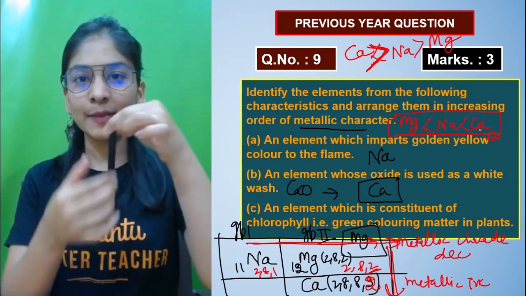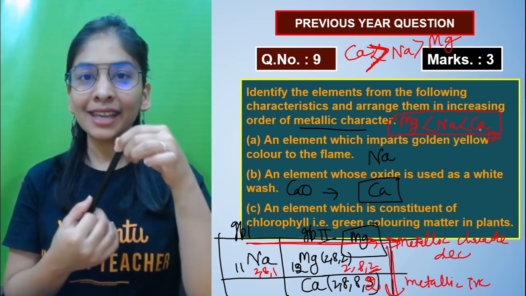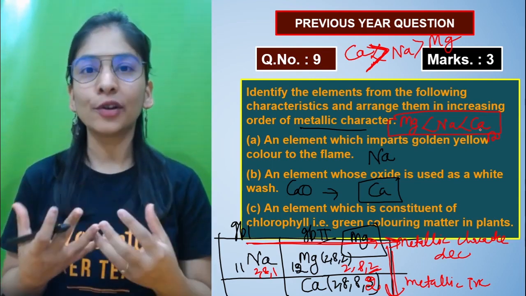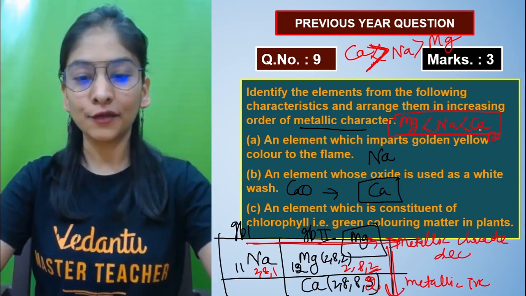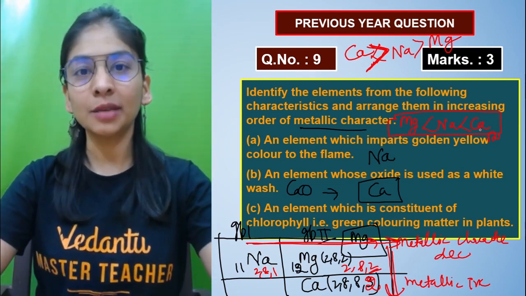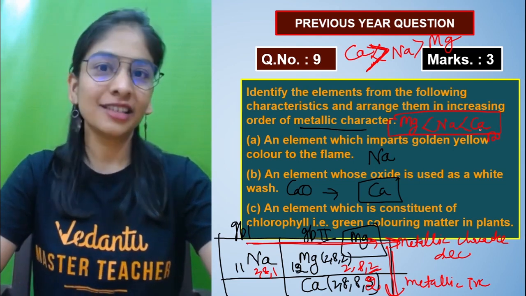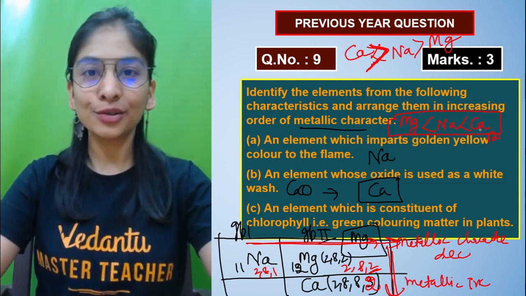Metallic character decreases, metallic character increases. Calcium, due to 4 shells, comparatively has a better property to explain, more metallic character. So first calcium, then sodium, then magnesium. If we talk about decreasing order, increasing order, you can do the reverse. Got it, students?